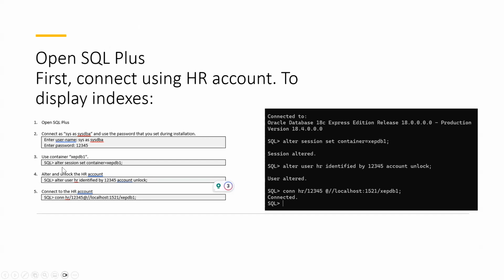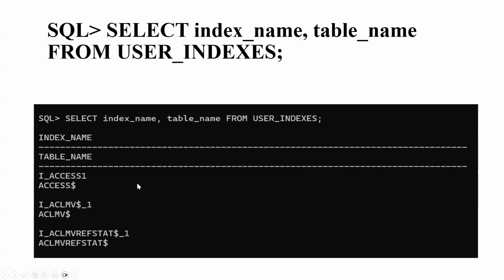So after we get the HR account unlocked, we get connected to the HR account by using its local host on which this account runs. And once we get connected to the HR account, we start working on the indexes. So first of all, we want to just see how the user indexes table looks like.